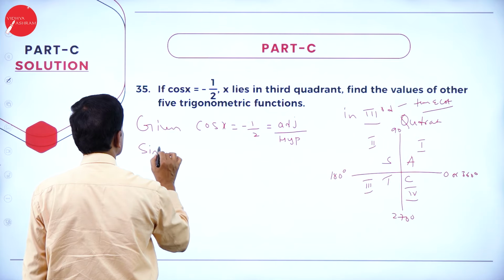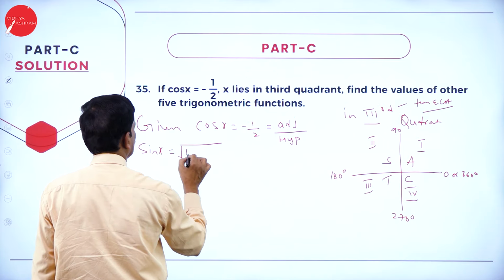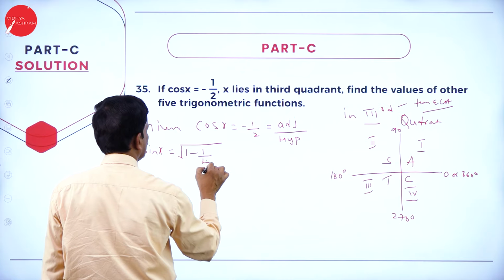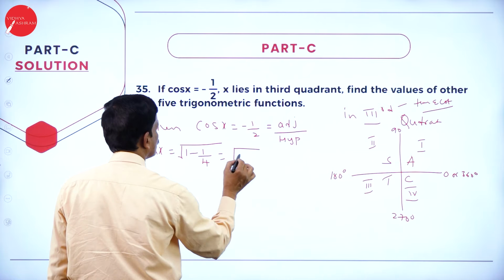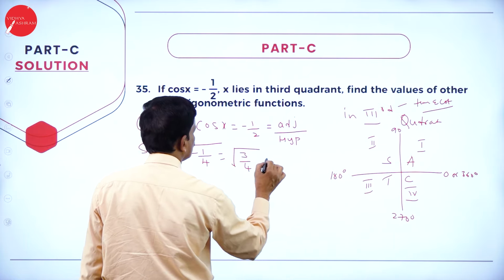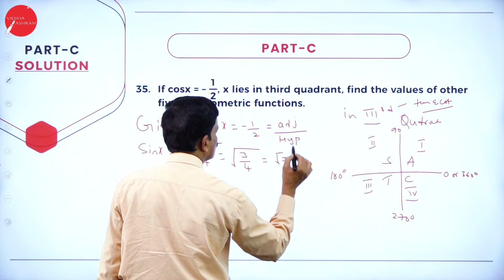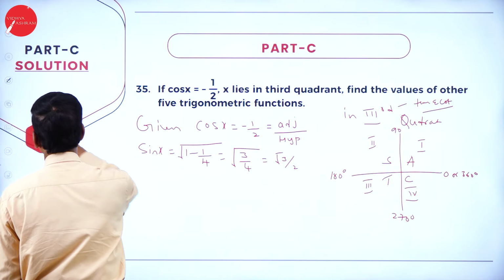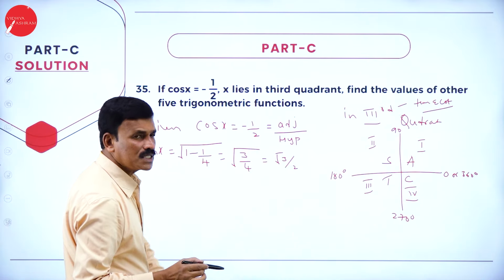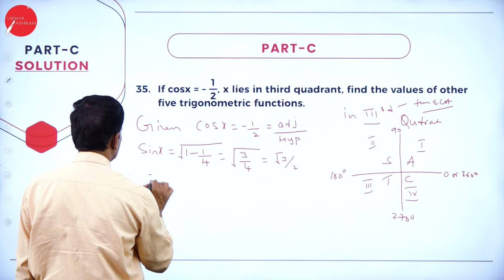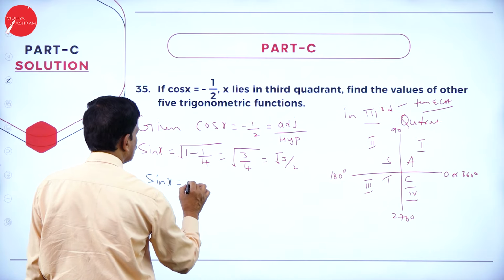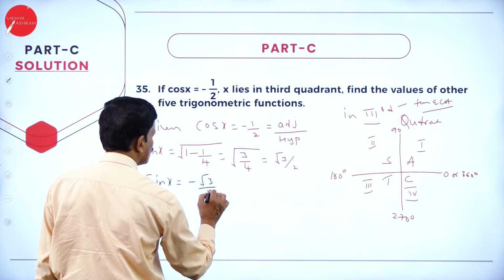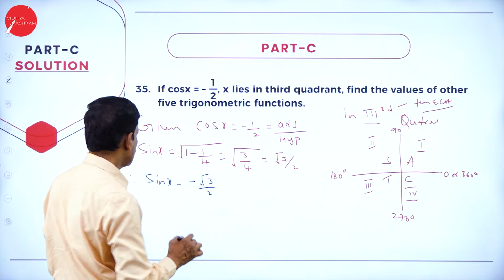Find out sine x. Sine x is equal to root of 1 minus cos square, that is 1 minus 1 by 4. Take LCM: 4 ones are 4, minus 1 is 3 by 4. This is equal to root 3 by 2. So what is given? x is in third quadrant. Therefore, sine x is equal to minus root 3 by 2, because sine is negative in third quadrant.